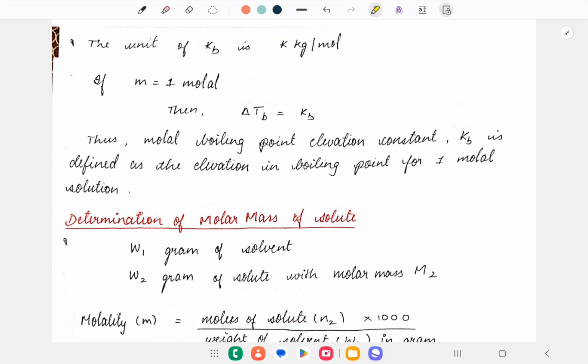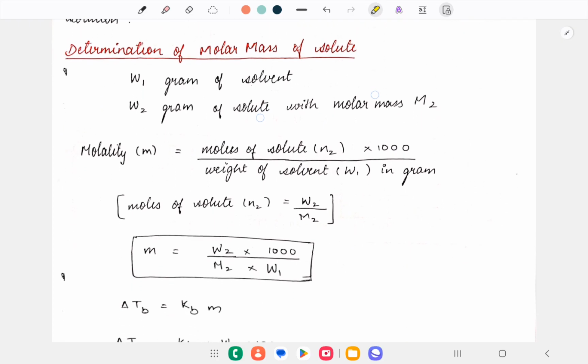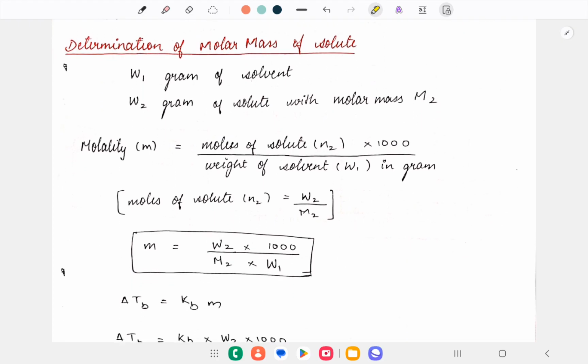And if the molality is 1 molal, then the change in the boiling point will be equal to the constant of proportionality. Thus the molal boiling point elevation constant, that is Kb, is defined as the elevation in the boiling point for a 1 molal solution. Now we'll study how to find the molar mass of the solute.